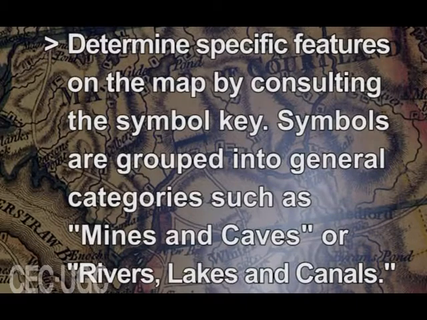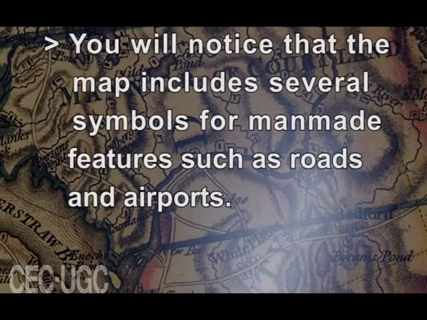Determine specific features on the map by consulting the symbols. There are symbols that are grouped into general categories such as mines and caves or rivers, lakes and canals. You will notice that the map includes several symbols for man-made features such as roads, airports, etc.